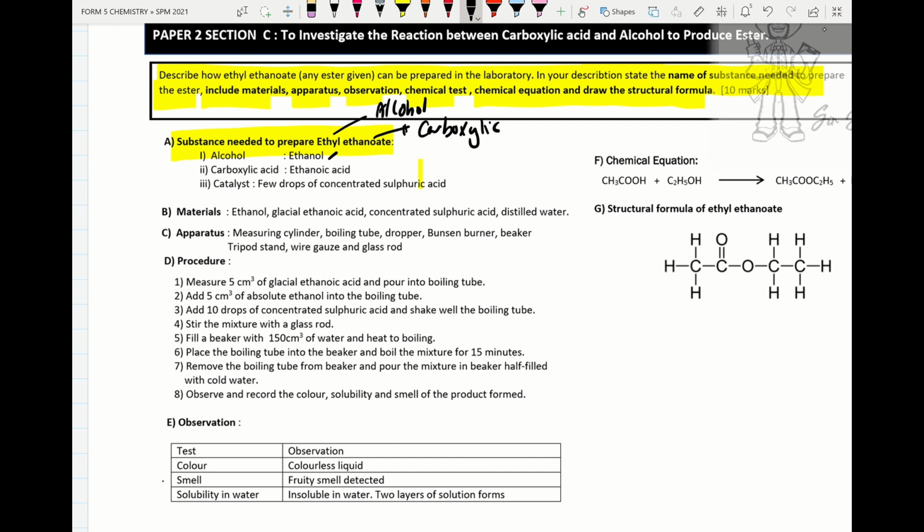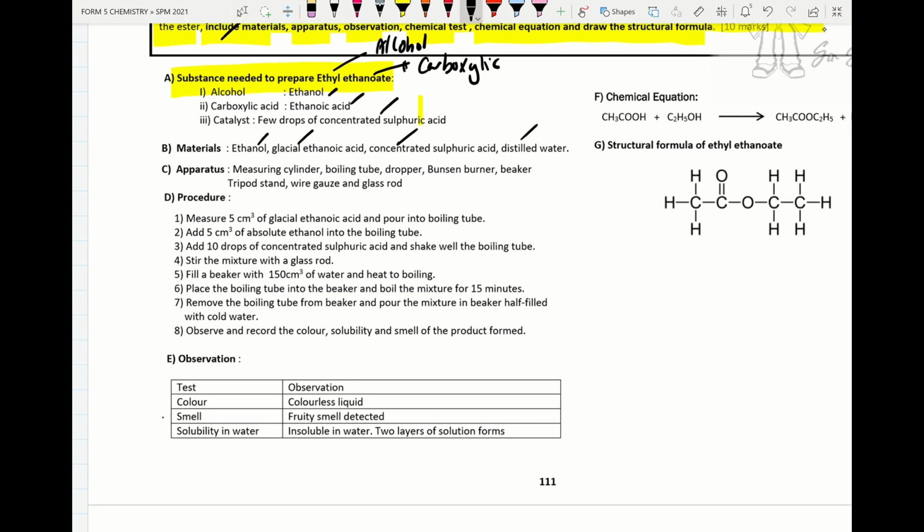All right, the carboxylic acid, the name of the carboxylic acid is ethanoic acid, and we need a catalyst, a few drops of concentrated sulfuric acid. So next part, the material should include the name of the substance. Next will be material and apparatus: ethanol, glacial ethanoic acid, concentrated sulfuric acid, and distilled water. Apparatus: measuring cylinder, boiling tube, dropper, Bunsen burner, beaker, tripod stand, wire gauze, glass rod.